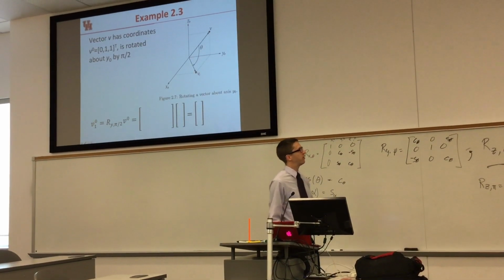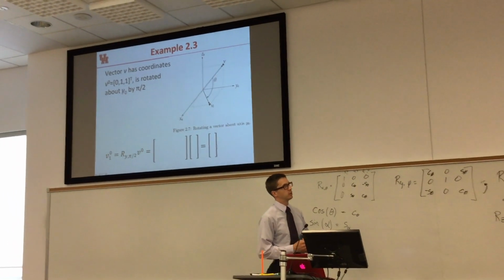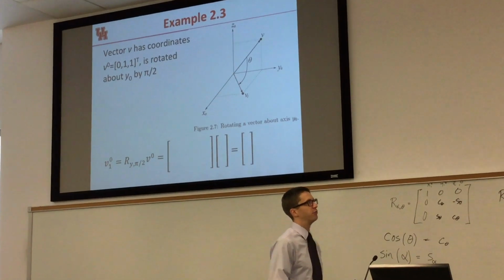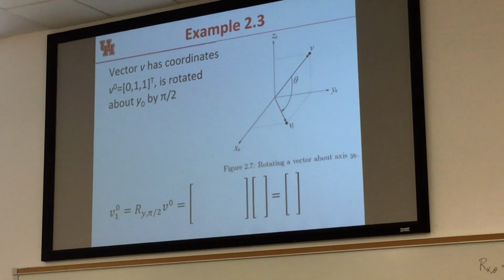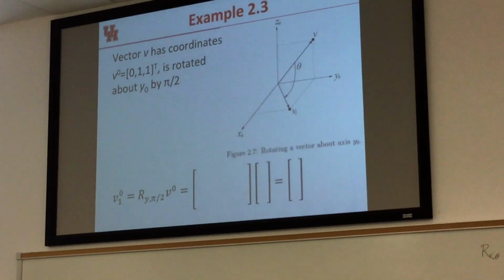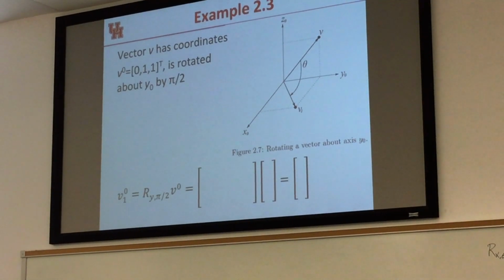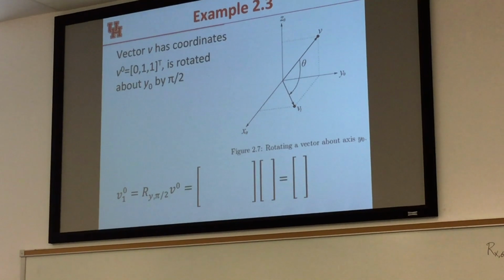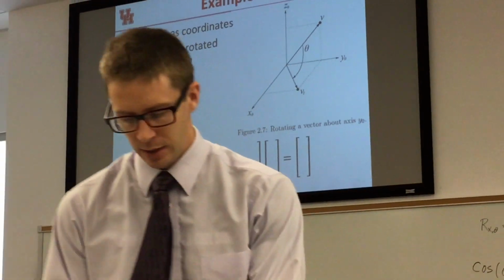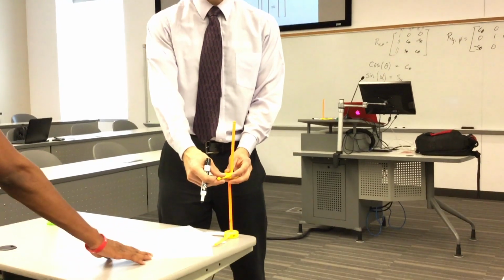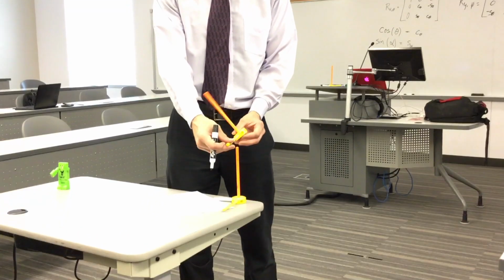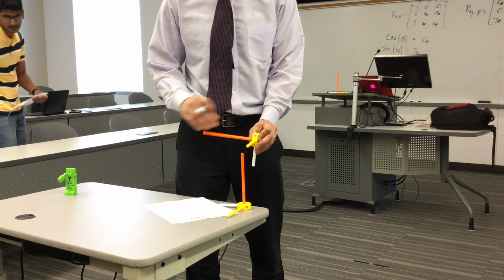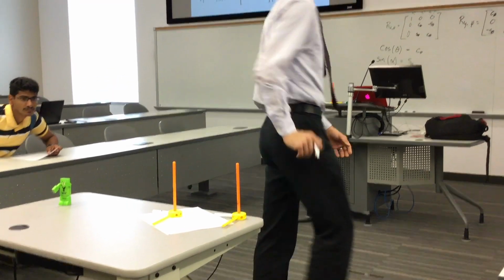Let's do another example here. So let's talk about rotating a vector. I've got a vector v, and I want to apply a rotation. I want to rotate around y0 by pi over 2. So here's my y0. I'm only going to rotate pi over 2. I'm going to rotate to this point here, and you can see that now my z is pointed in my x direction.